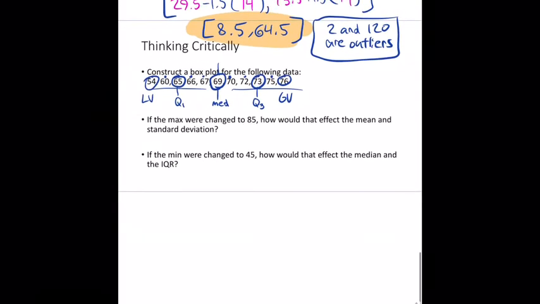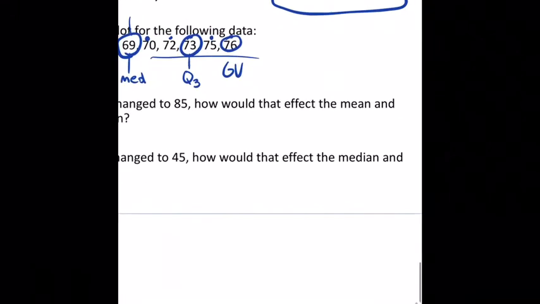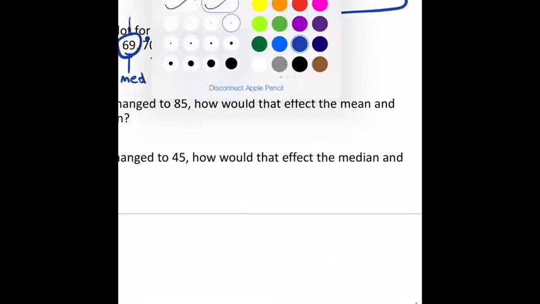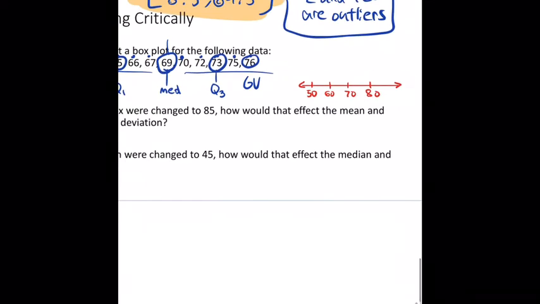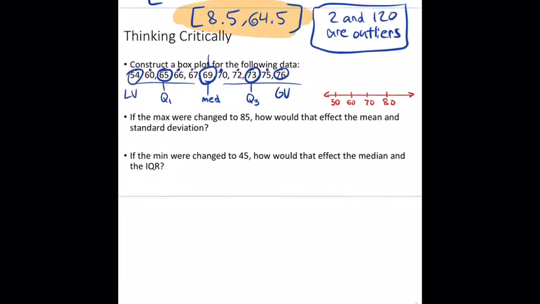So we don't need a lot of space. I'm going to come over here, and I think I'm going to go from 50 to 80. I could go by tens here. Okay, so I'm going to draw a number line. We'll do this in a different color. We're going to go from 50, 60, 70, and 80. We're doing a really small box plot here, and that's fine.